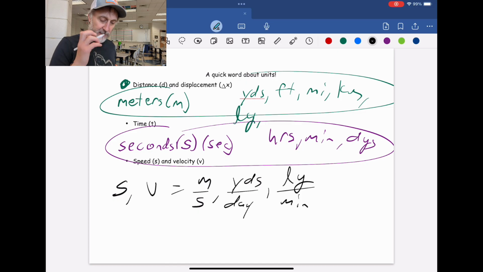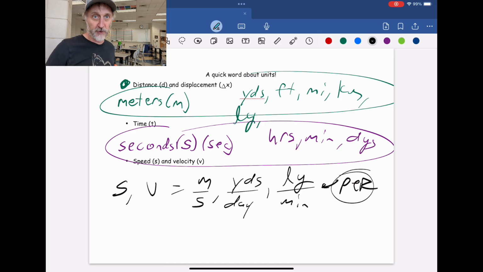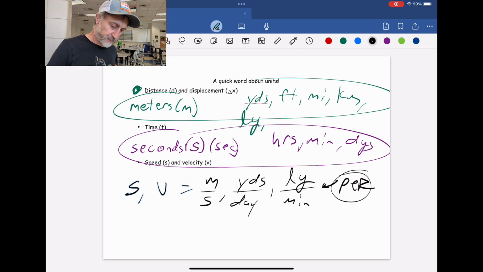So anytime you see that word "per" at this point in the year, that's a pretty good sign that it's going to be your speed or velocity. And for us, usually we care about the velocity. All right, so let's talk more about direction.